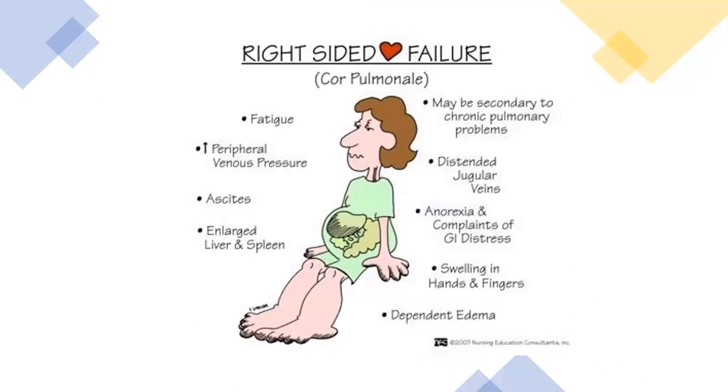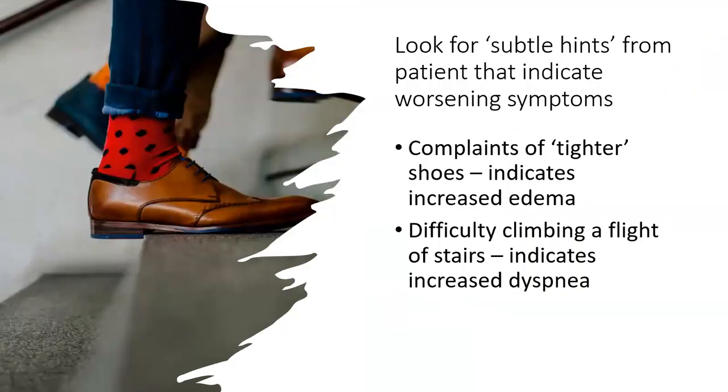So once again, on this right side of the heart, we are lacking that pulling back. So we've got increased fluid everywhere else in our peripheral tissues. So when you're assessing your patients, they're not going to go up to you and be like, I've got edema. You have to look for subtle signs from your patient that can indicate things are getting worse.